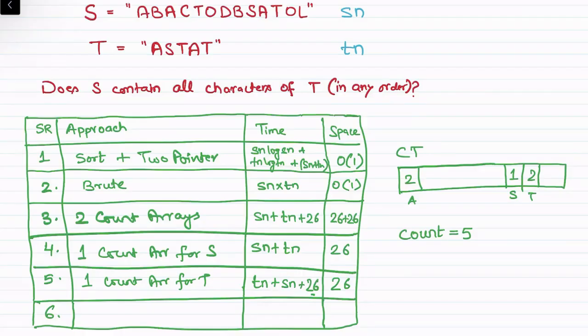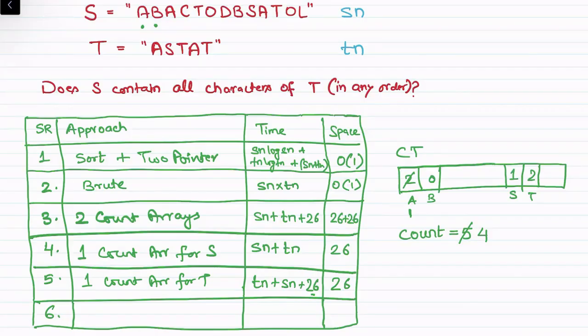So now what we do is, we loop over S. We check the first character in S is A. A's frequency in the CT array is 2. So let's decrement it by 1 and make it 1. And let's decrement the count also to 4 because one match is already over. The next character in S is B. B's frequency in the CT array is 0. So let's ignore B. That means that character wasn't supposed to be matched.